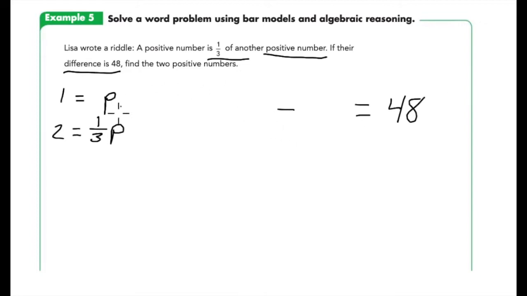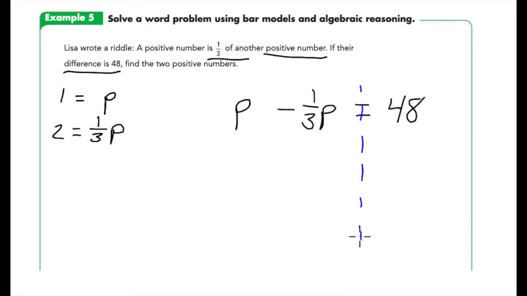Now we want to determine how to set this up. We know that both numbers are positive because it says a positive number is 1/3 of another positive number. So I'm going to put the bigger number first, and my bigger number here would be p. p is bigger than 1/3 of itself, so I would have p minus 1/3 p equals 48. Now we have an equation that we could solve.